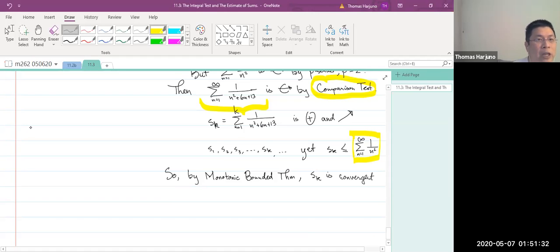Suggested homework. I'm not really done with this section yet though. There are more details I would like to fill in. 11.3, number 3 to number 31. That's the main part.